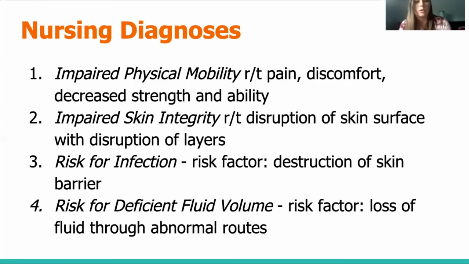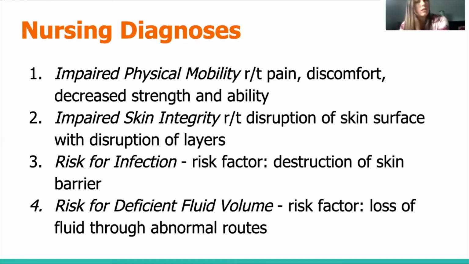And then for the next one, I picked impaired skin integrity. This is related to disruption of the skin surface with disruption of the layers, like Kaylee talked about. And then the next one is risk for infection. The risk factor is the destruction of the skin barrier. So it's important to make sure that we're using sterile technique when we're caring for the wounds and dressings, if there is any. And especially if a patient has any skin grafting done, you need to make sure that it doesn't get infected.